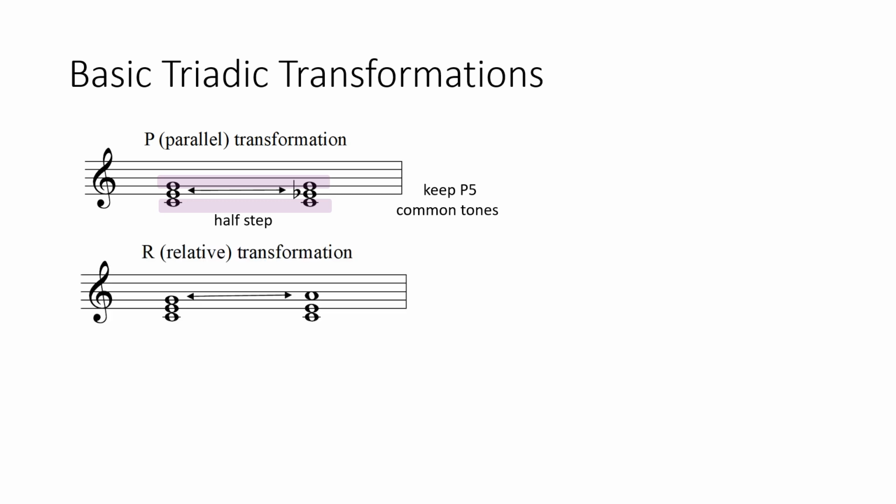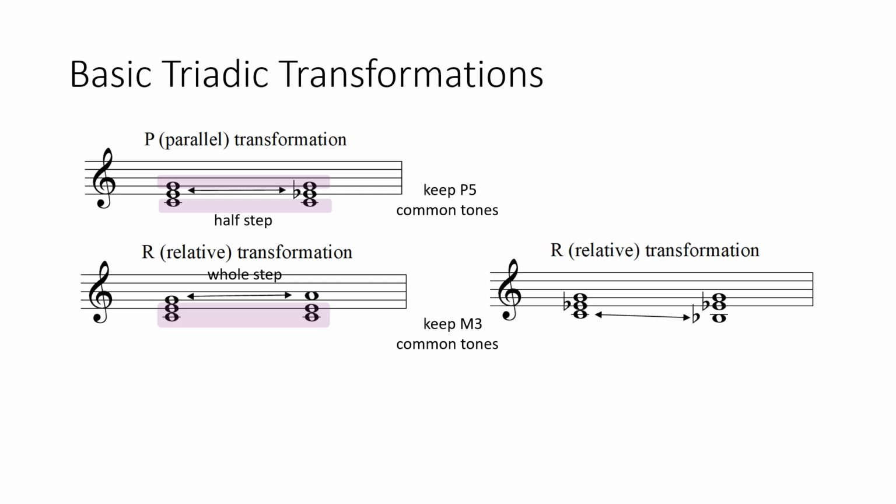In the relative transformation, there will also be two common tones. In this case, it's the major third, and then the remaining voice moves by a whole step. So in this case, from C major to A minor, sounding like this. Now, if I had started with a minor chord in root position, then I would still keep the major third common tones and the remaining voice would move by a whole step. It just looks a little different. And there's still a relative relationship between E flat major, the second chord, and C minor, the first chord.